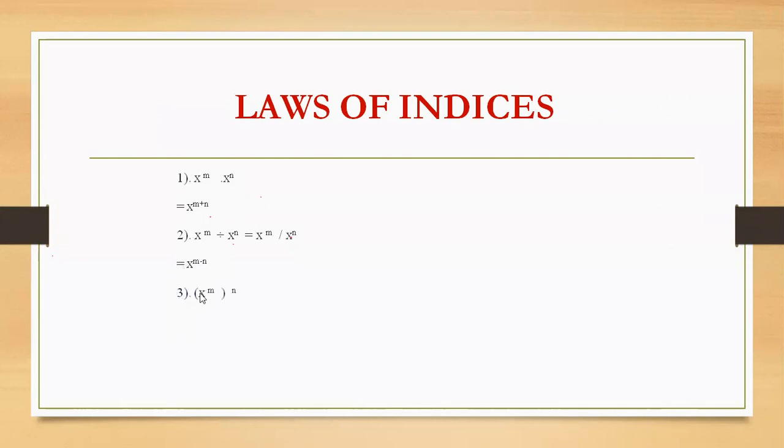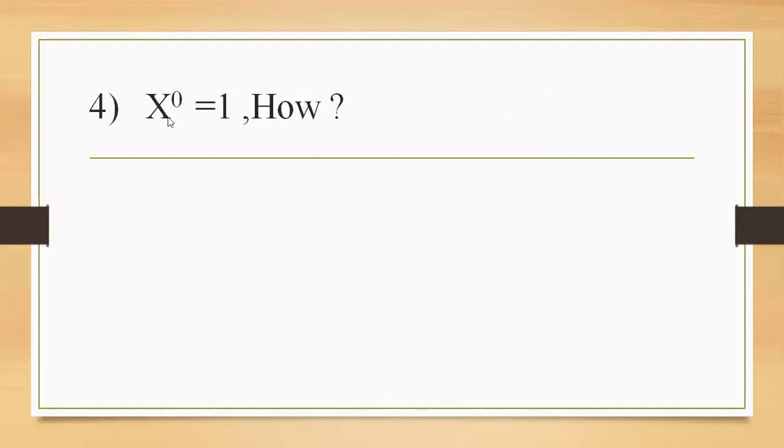Here is x to the power m and whole power n. There is a power and its whole power, so they will be multiplied: x to the power m into n. And x to the power 0 equals 1. How? Everybody knows that it will be 1 according to the laws of indices. I will show you how x to the power 0 equals 1.